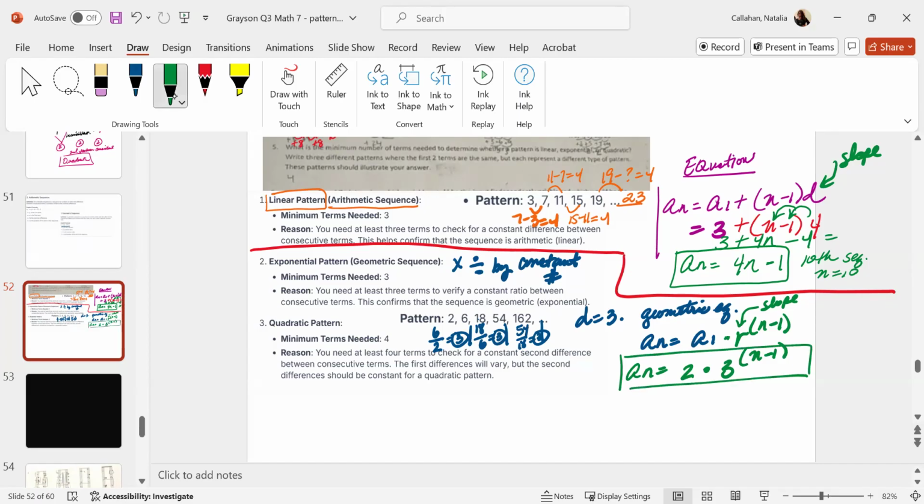So if I were to ask, what about the 10th term? Actually, the 10th will be a little too big, and because this is a 5-term pattern, what about the 6th term? Which is n equals 6, right? A sub 6 equals 2 times 3 to the 6 minus 1, which is the 5th power, right? So that's 2 times 3 times 3 times 3 times 3 times 3, 5 times.